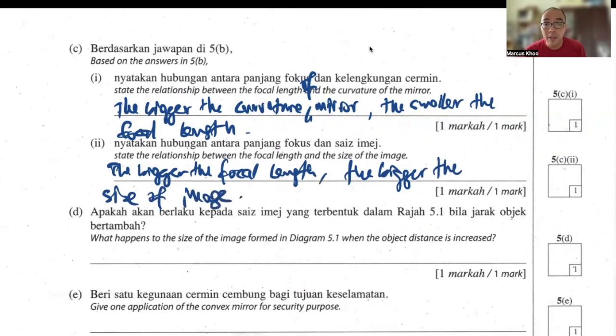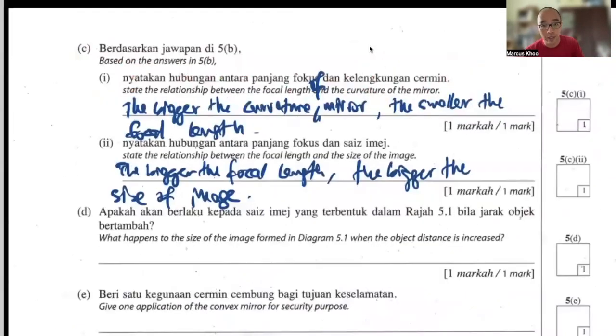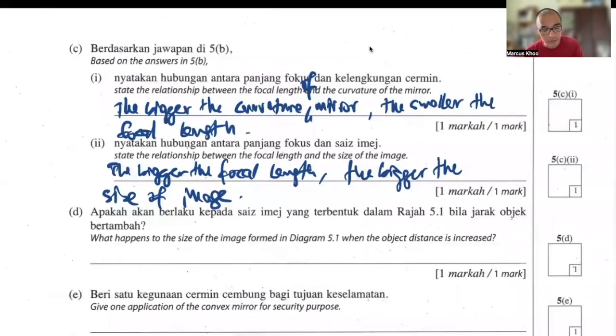What happens to the size of the image formed in diagram 5.1 when the object distance is increased? If you don't believe, you can always use a spoon. Take the back side of the spoon and bring the spoon further. The spoon will definitely show a much smaller image. So the size of the image will decrease.